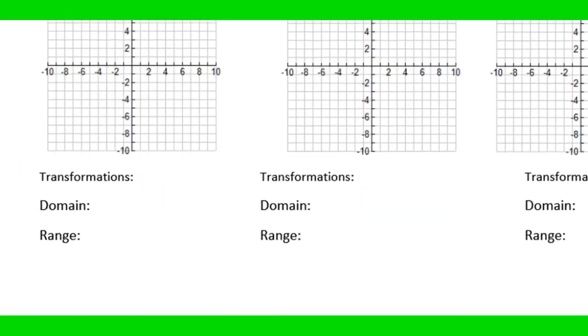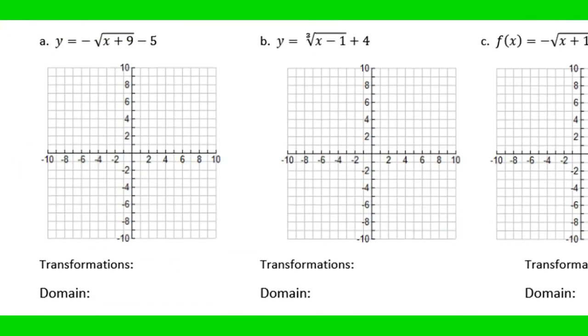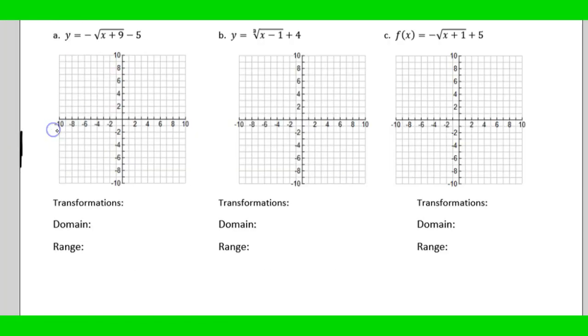Now, the last couple problems. All right, first of all, transformations. This negative says reflect over the x-axis. Plus 9 underneath the radical means left 9. And then minus 5 means down 5. Down 5, okay? Like that. Those are your transformations. Now the domain.